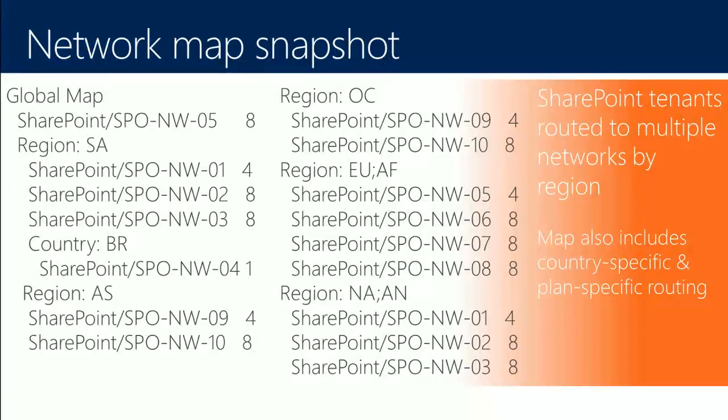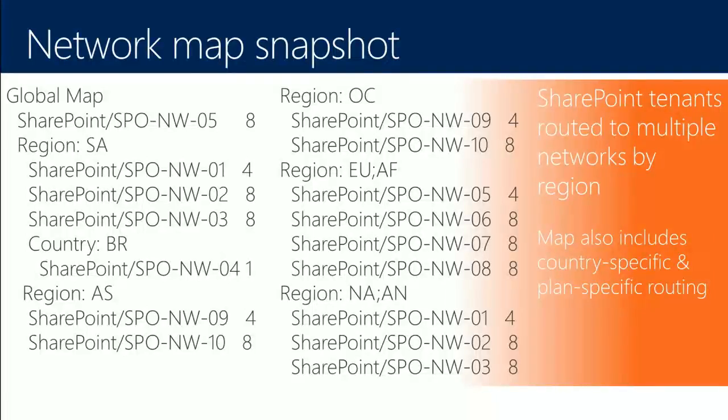The numbers next to those networks, 4, 8, and 8, represent the relative proportions of tenants that are routed to each of them. So, for example, out of 20 tenants coming from the South America region, 4 would go to network 1, and 8 would go to networks 2 and 3, respectively. And those weights, like I said, can be adjusted at any time.